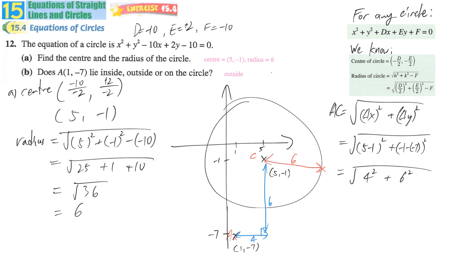And then by Pythagoras' theorem, a squared plus b squared, square root, we get c. That means the direct distance is square root 52, and then we use a calculator. It's around 7.2 something, which is larger than 6. So that means the distance from here to here is 7.21, which is longer than the radius 6 here. So it's lying outside the circle.